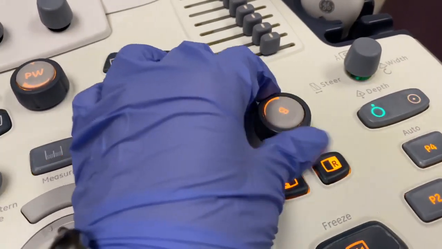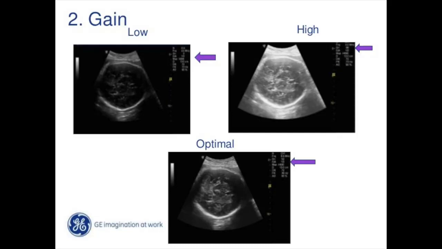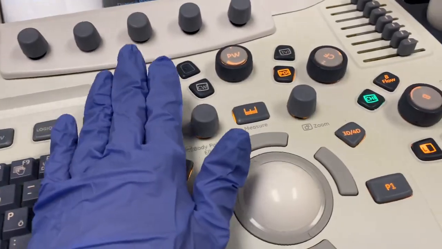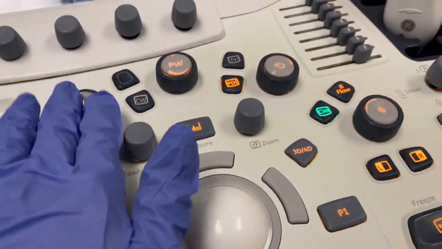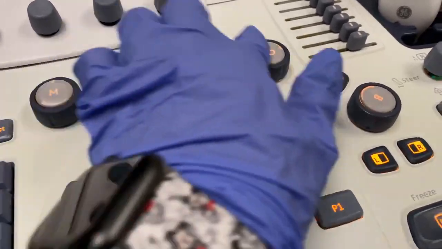So if you need something brighter, we make it go up, we increase the gain, and if we need it to be darker, we decrease the gain. So we use all these four buttons plus this little power Doppler button all the time. We use it every single day.